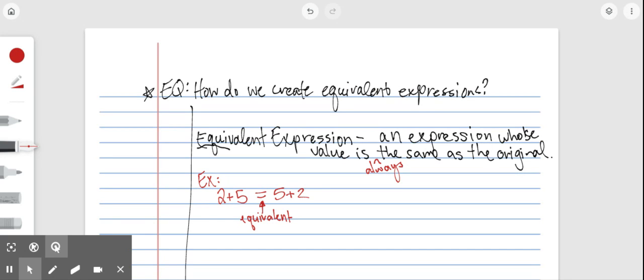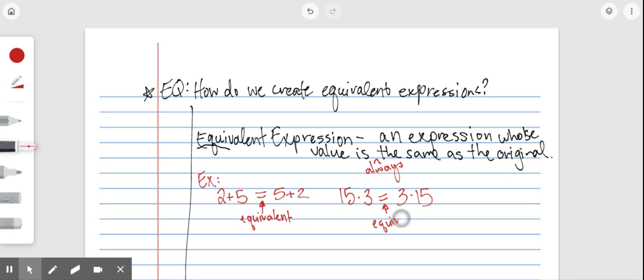Okay, so here's another example. How about 15 times 3 is the same as 3 times 15. So again, the idea here is the same, because 15 times 3 is 45, and 3 times 15 is also 45. So again, we've got equivalent.